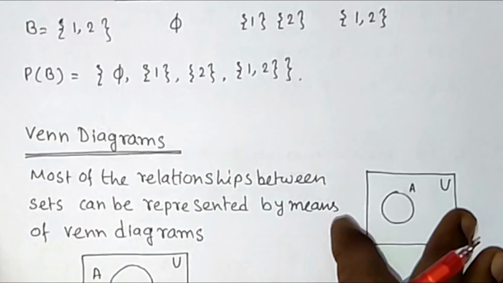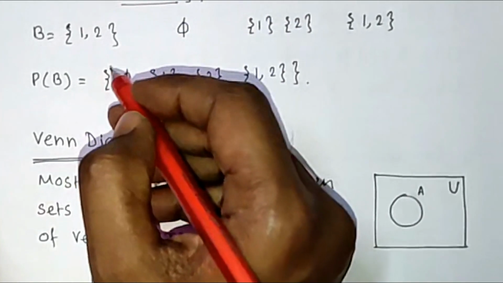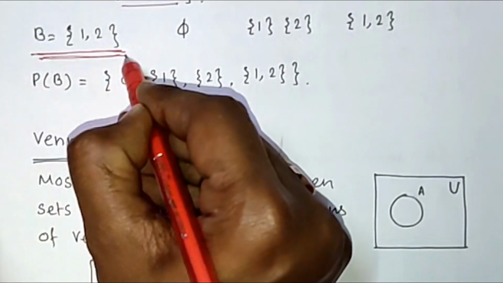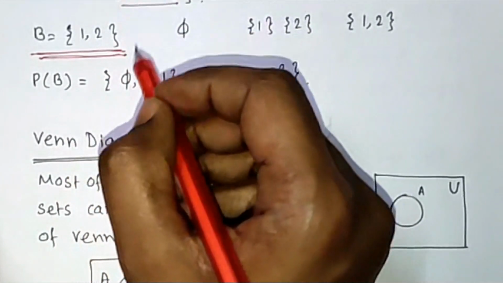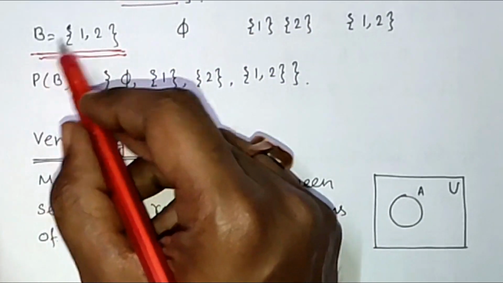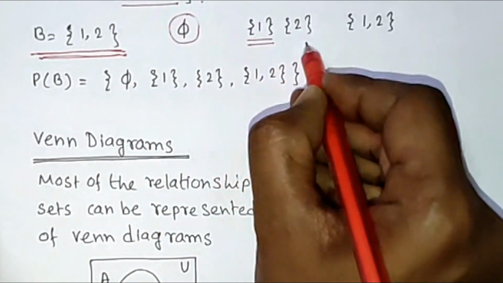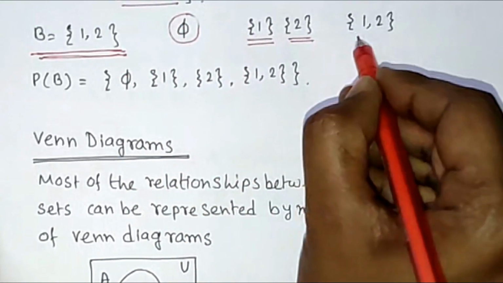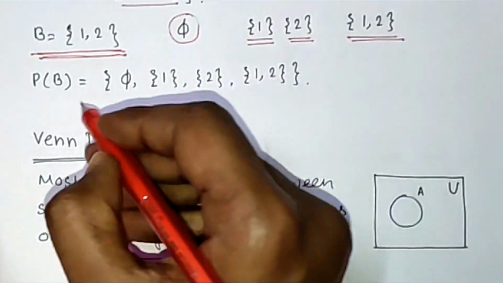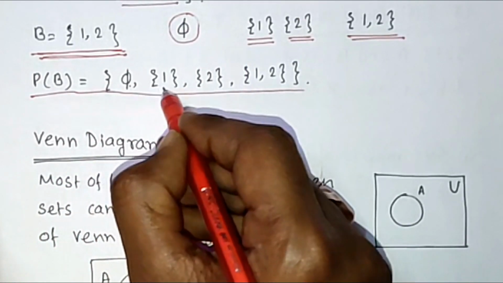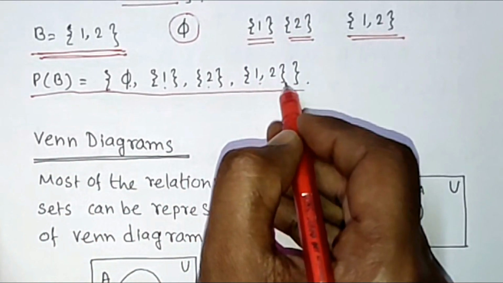Similarly, let's discuss another example. Suppose B equals {1, 2}. In the same process, if we take no elements of B, then phi; one element, {1}, {2}; two elements, {1, 2}. So the power set of B, denoted by P of B, is {phi, {1}, {2}, {1, 2}}.